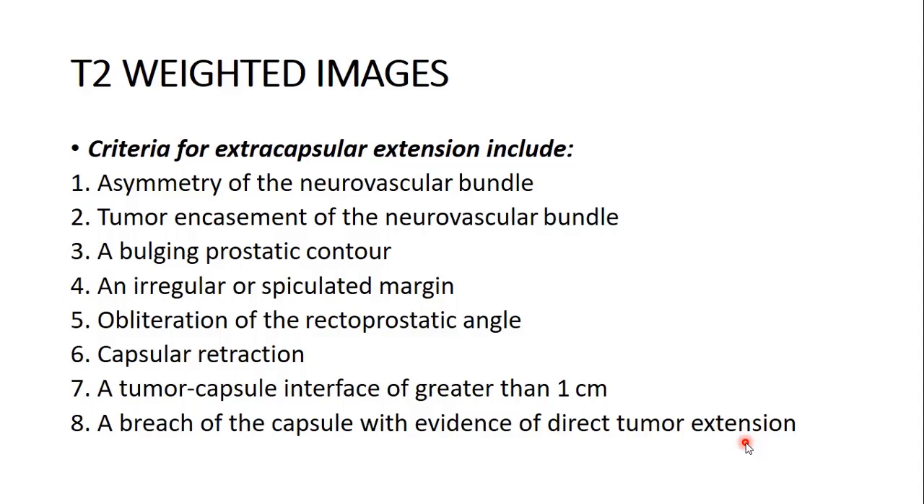Then there are certain criteria which show extracapsular extension on T2 images: asymmetry of the neurovascular bundle, encasement of the neurovascular bundle, bulging in prostate contour, irregular or spiculated margins, obliteration of the prostatic angle, capsular retraction, tumor capsule interface greater than 1 cm, or breach in the capsule. All these are evidence of extracapsular extension.